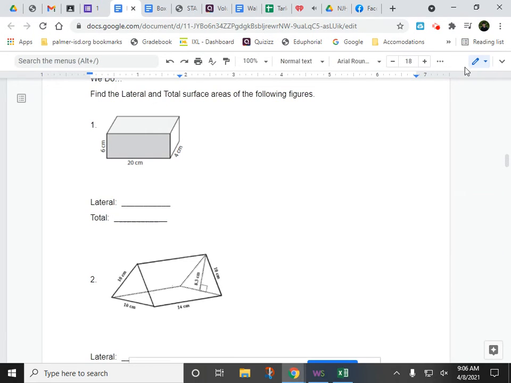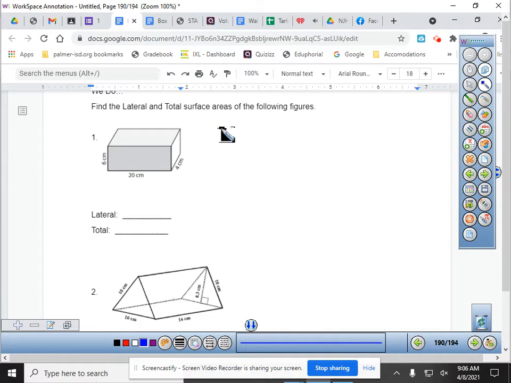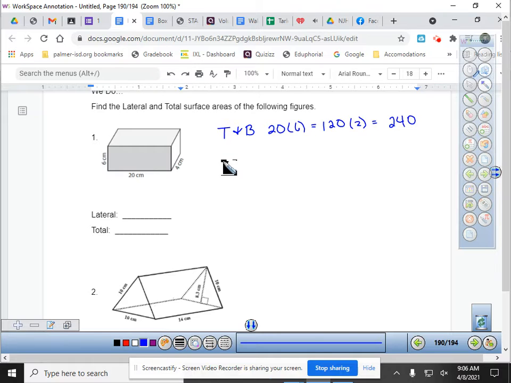You may not do it in the same order that I do. It's okay. I'm going to do the top and the bottom first. What are the dimensions of the top? 20 times 6. What's 20 times 6? 120. But wait, there's 2. What is that? 240. Perfect.